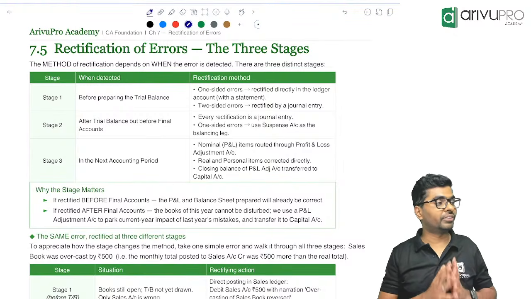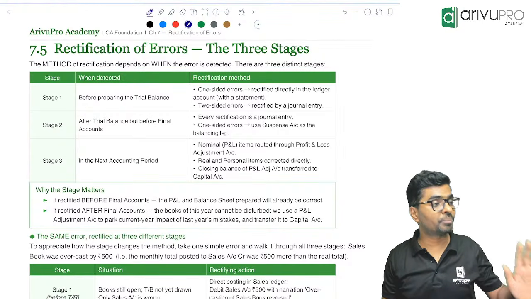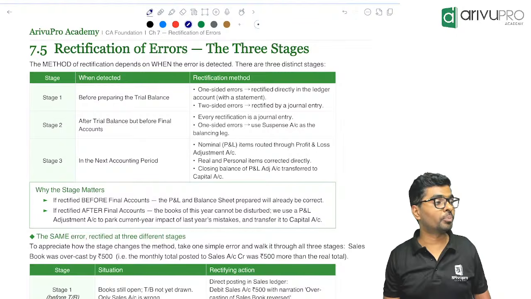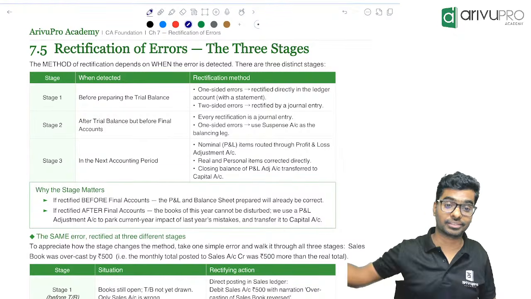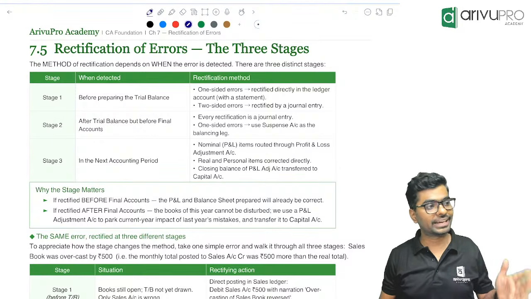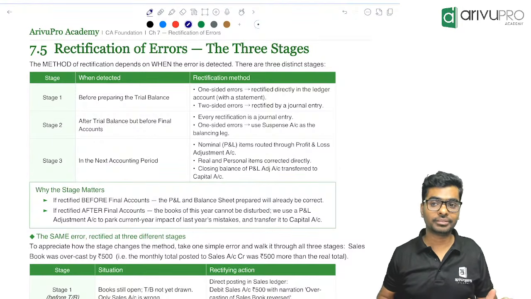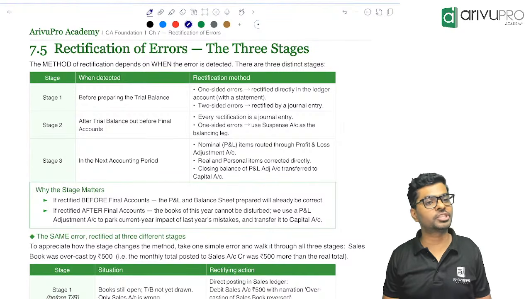Errors are rectified in 3 stages. How many stages? First, before preparing the trial balance. Second, after preparing the trial balance. The third one is next year. First one is what? Second one? Third one?